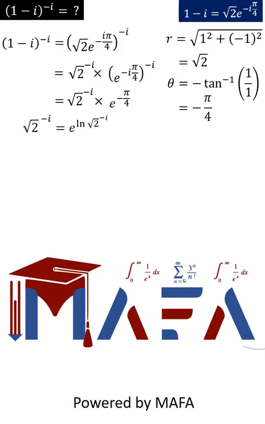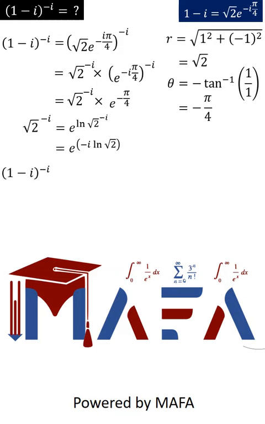Now we are going to express root 2 to the negative i as a complex number as well. So root 2 to the negative i, we first of all write in exponential form, as e raised to the power ln of root 2 to the negative i. We bring down the negative i and we get e raised to the power negative i times ln of root 2.